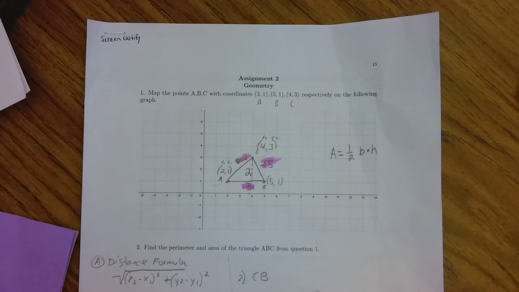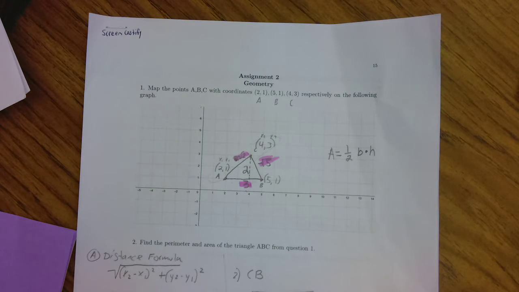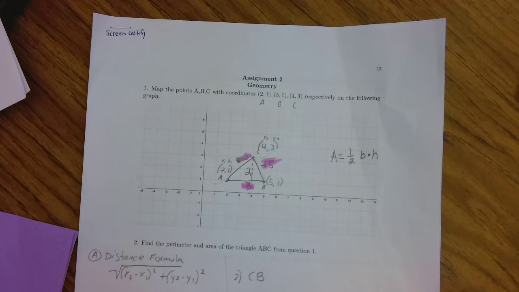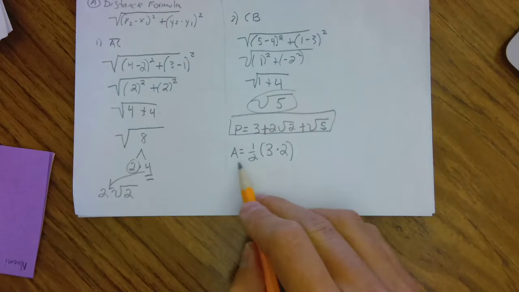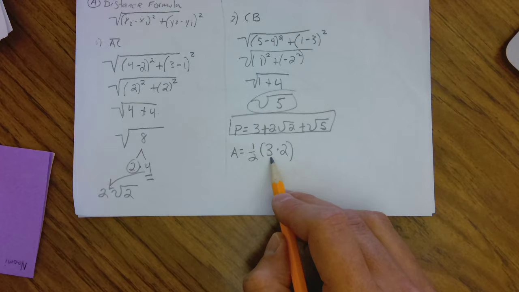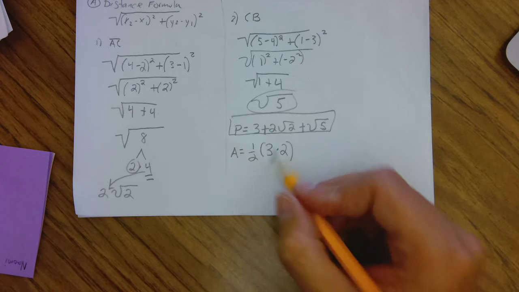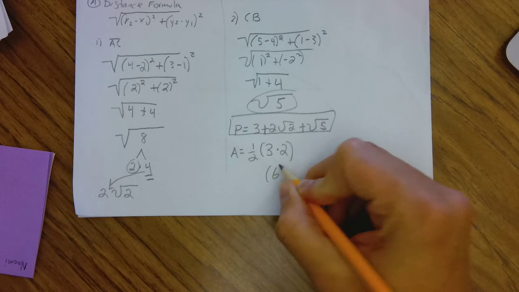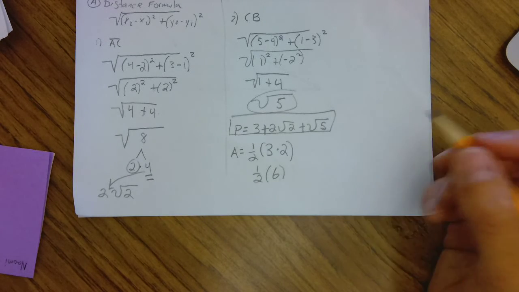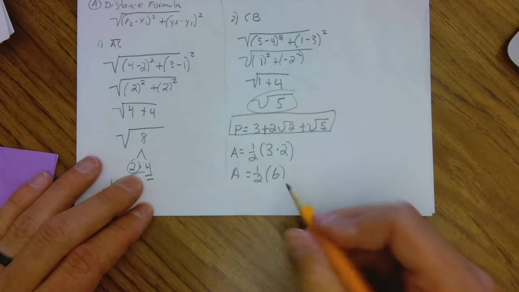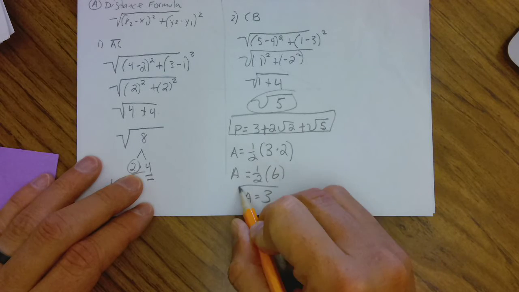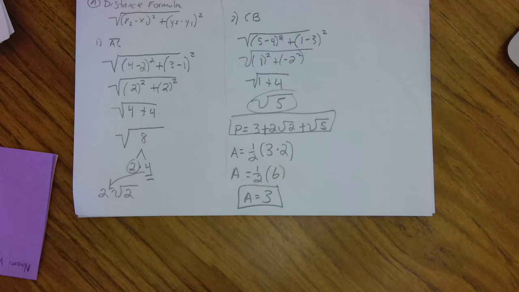Okay, so now we plug that into our equation. 1/2 times base times height. Our base is 3 times our height is 2. Wow, you can't see anything I'm doing. It's going to take some time. So our equation, 1/2 times base, which is 3, times our height, which is 2. Obviously that's 6 times 1/2, or 6 divided by 2, however you want to look at it. Area equals 3. Okay, that's problem number 1.